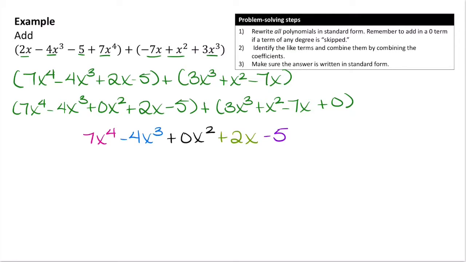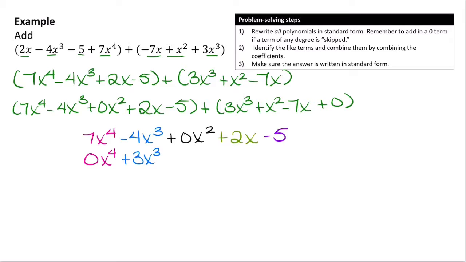So I didn't add in that 0 because it was in front, but you can always add it in here. You can add in a 0, or you can add in a 0x to the 4th, okay? And that's just to remind me that I can only combine like terms. So then my plus 3x cubed is going to go here, right? Because it can only combine with my x cubed terms.